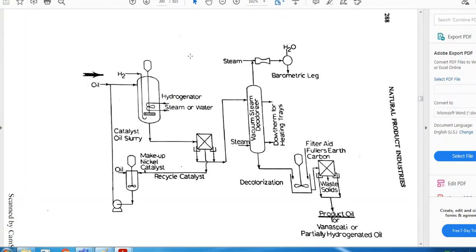If you see the top view of this, you will see the bubbles coming out, and Raney nickel is present, and in which phase are they present? They are present in the liquid phase of the oil. So our prime aim here is to suspend the catalyst.